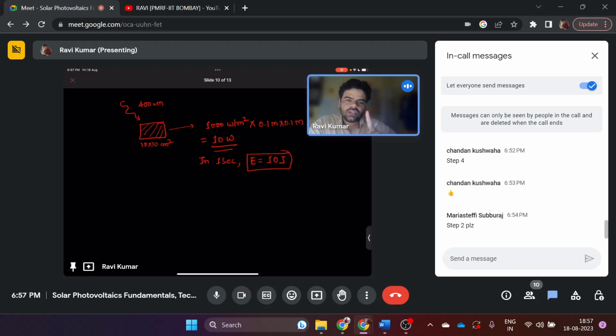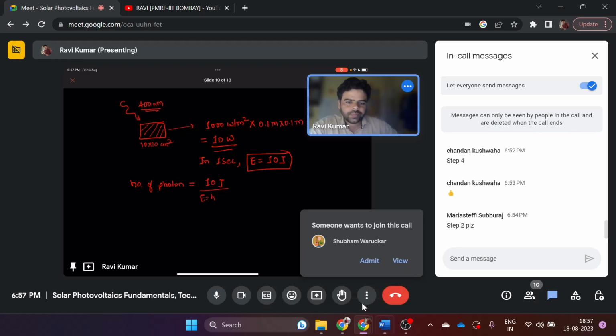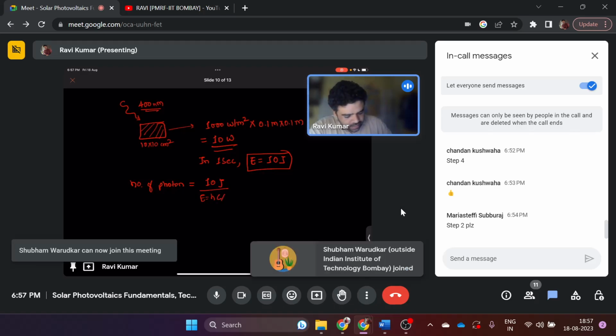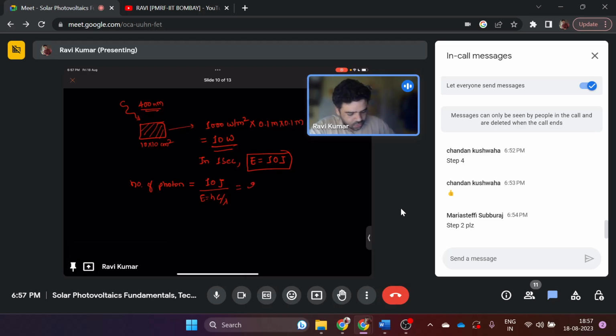If we know the energy of one photon from this 400 nanometer, can't we calculate the total number of photons coming in 1 second? Yes, we can. So the number of photons will be equal to 10 joule divided by E, that is calculated from hc by lambda, and this was coming around 2.01 into 10 to the power 19. It is a number, unitless, because both sides are joule. We are calculating in one second.